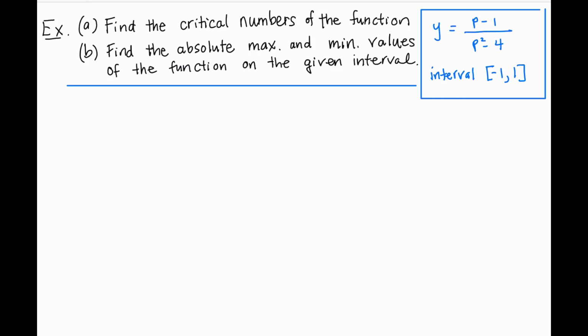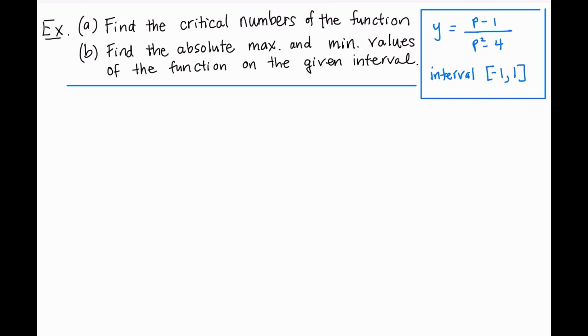Here is another example where we are going to find the critical numbers of the function and then find the absolute max and minimum values of this function using the closed interval method. So the function I'm going to work on is this rational function, y equals (p minus 1) divided by (p squared minus 4). So I'm using p instead of x. The interval that I'm going to find the absolute max and min on is [-1, 1]. It's a closed interval, so the extreme value theorem will apply. So let's get started with this question.